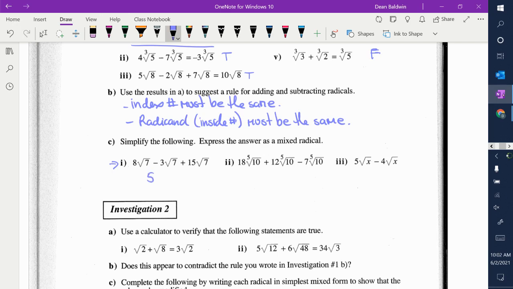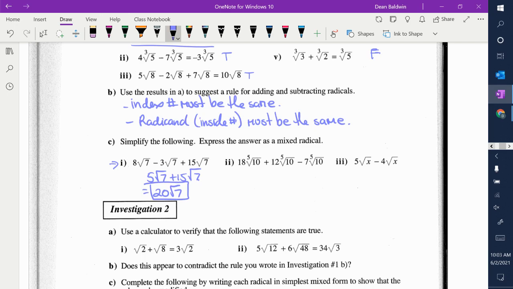And now I'm just showing every step. You don't have to show every step. And then I take those 5 root 7s and I add them to 15 root 7s. How many root 7s do I have? That is your final answer.